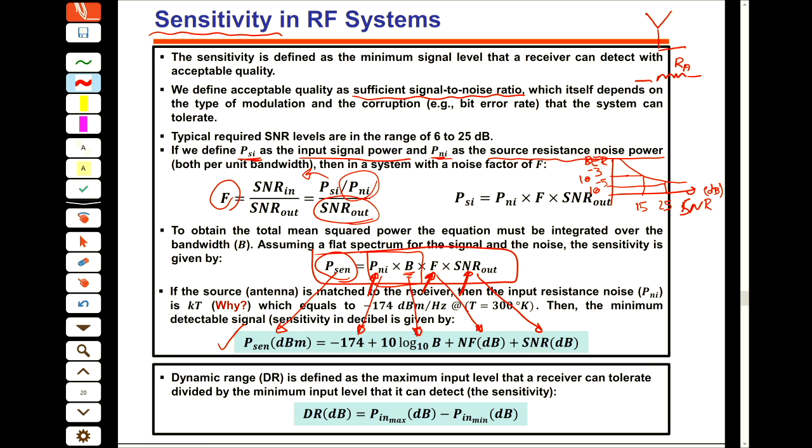Why? So I said that if our source or our antenna is matched to our load, then the input resistance noise is KT, okay? And then for 1 hertz, this KT is minus 174 dBm. My question is, why is it KT? Because it gives the thermal noise. Okay, and thermal noise is KT, or is it 4KT? So thermal noise is the square root of 4KT.